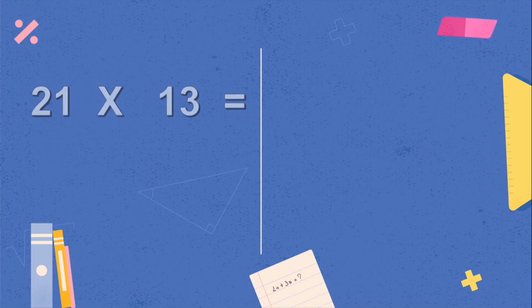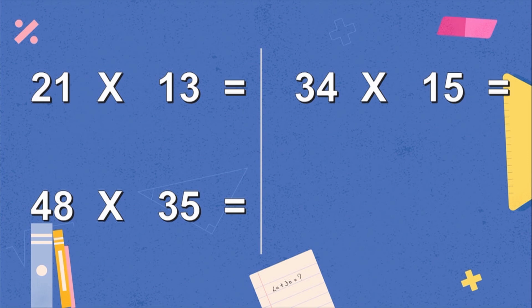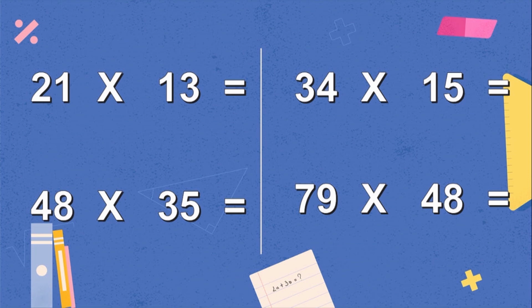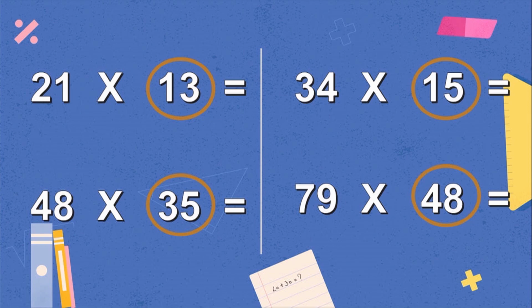So what I'm going to do is leave some more sums for you to work out on your own. Write them down quickly. And next time I meet you, we're probably going to go through them and see if you got them correctly. Remember, we have certain numbers to look at. We can look at 13 as 10 plus 3. We can look at 35 as 30 plus 5. We can look at 15 as 10 plus 5. And 48 as 40 plus 8.